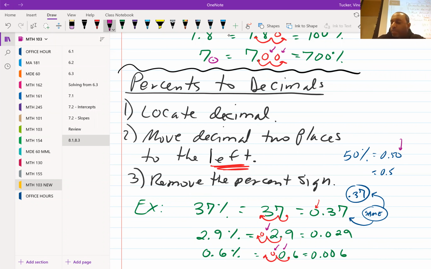So for the 2.9%, move your decimal 2 places to the left. Notice we're going to have to use a placeholder here for that 0.029. And then if we have 0.6%, we have to do the same thing once again, and have 0.006 as a decimal.